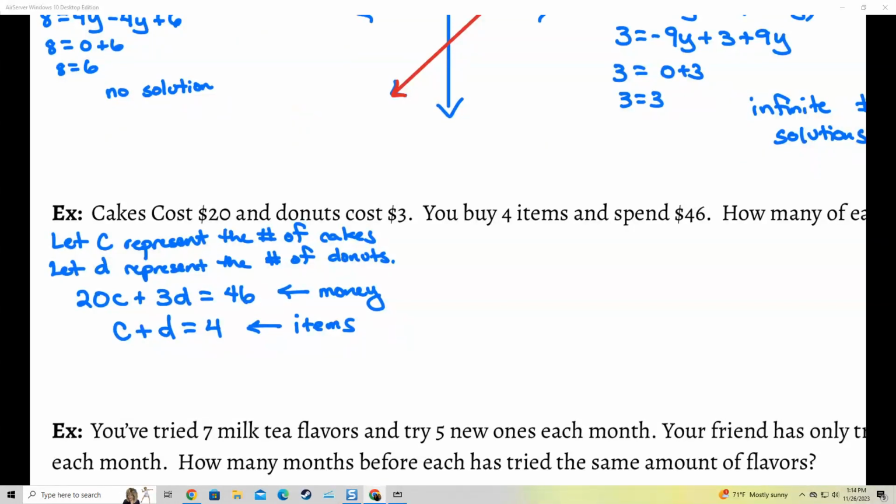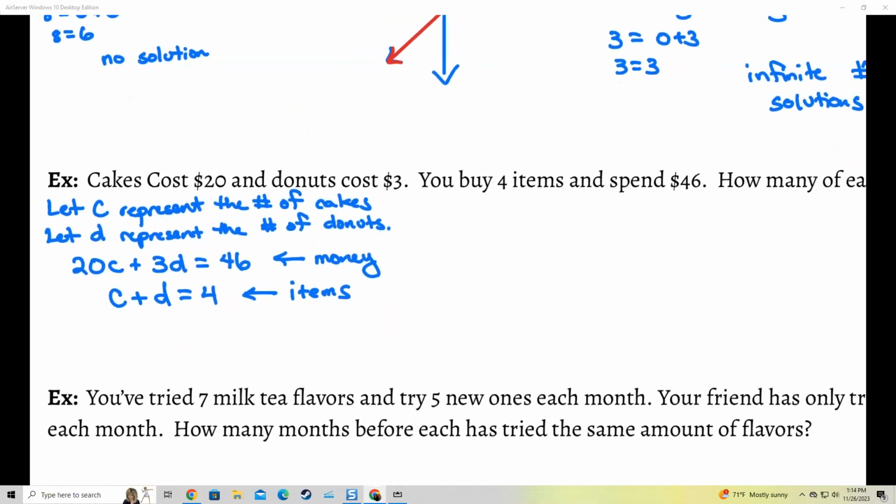Now that I have both equations set up, I'm going to go ahead and use substitution. I need to solve for one of the variables, so let me solve for C in this case. I got C plus D equals 4. If I subtract D on each side, because I was going to solve for C, these are going to cancel, and I get C equals negative D plus 4.